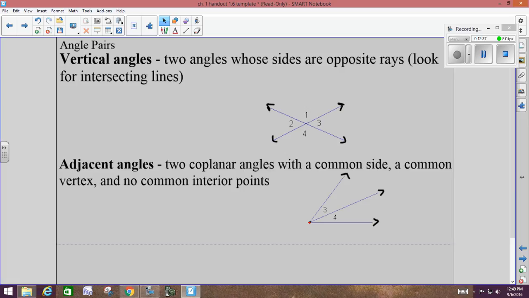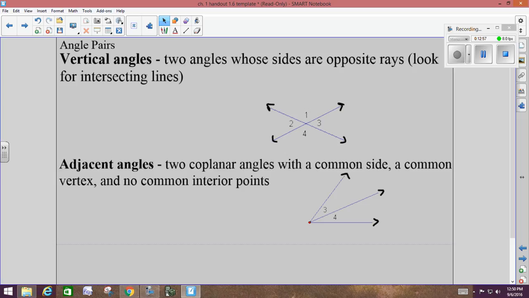The next 4 terms are going to represent angle pairs. How many are in a pair? 2, right? So these come in 2s, not 3s or 4s or 1s. There has to be 2 of them to have these. Vertical angles, 2 angles whose sides are opposite rays.